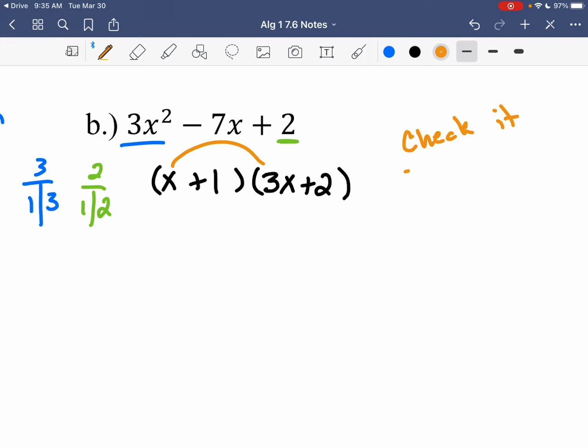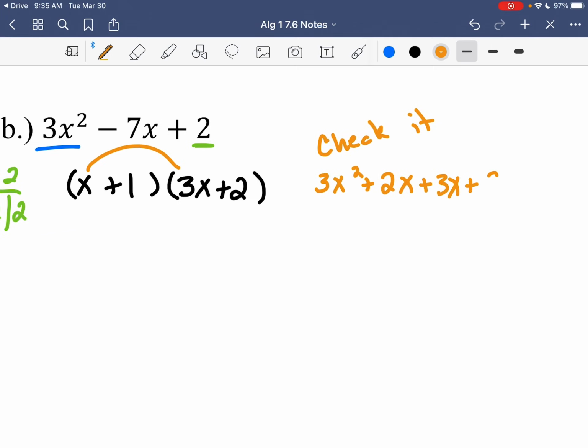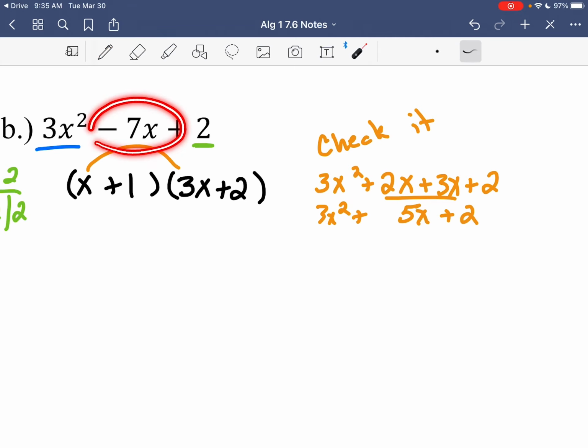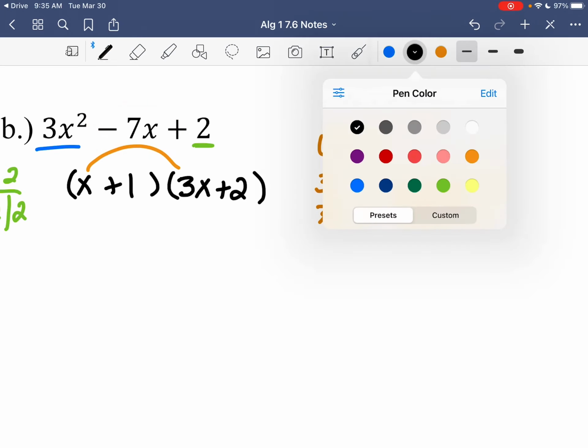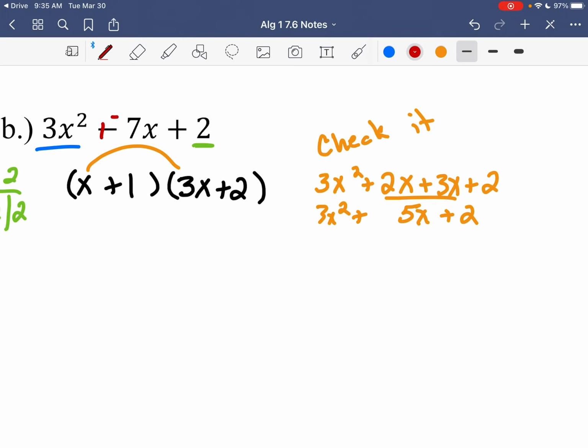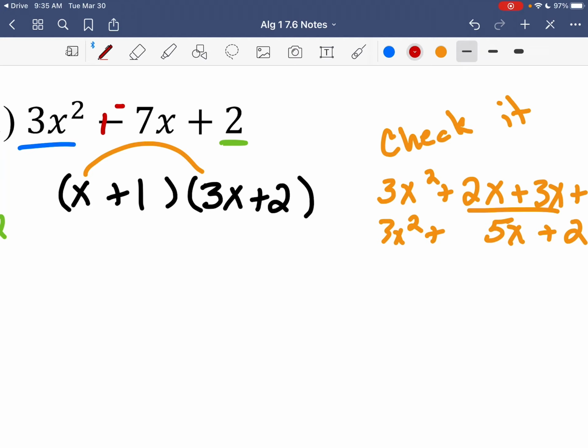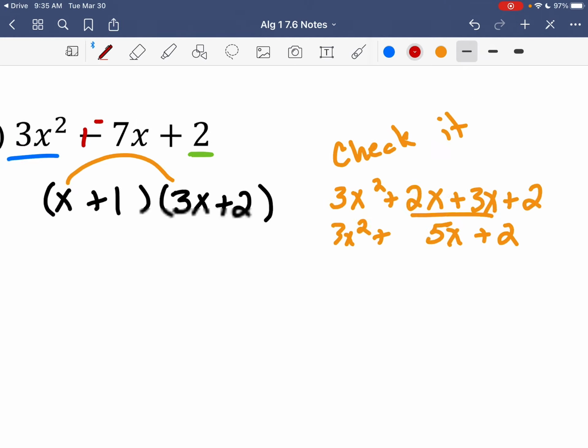So x times x, that's 3x squared, plus 2x, plus 3x, plus 2. So I got 3x squared plus 5x plus 2. Well, I didn't want a 5x. I wanted a negative 7x. It's important to notice here, that's a negative. Well, I didn't get a negative. And if I keep going, I'm not going to get any negatives because they're all plus. So that tells me that I'm going to need a negative in here.